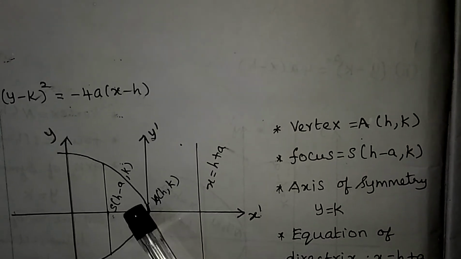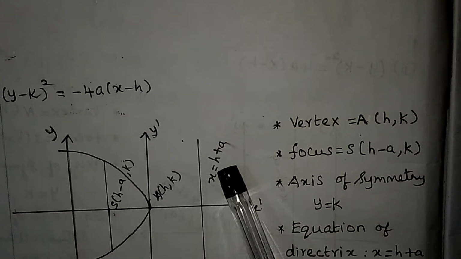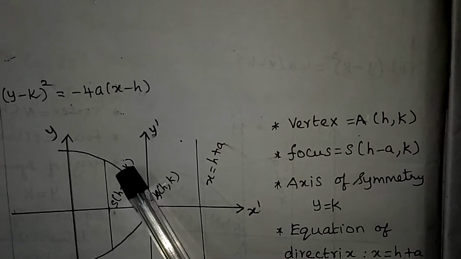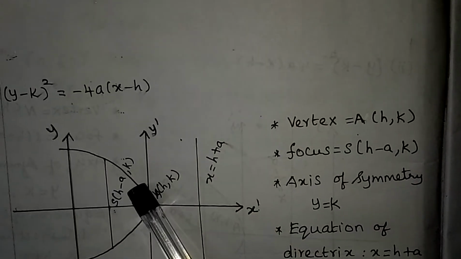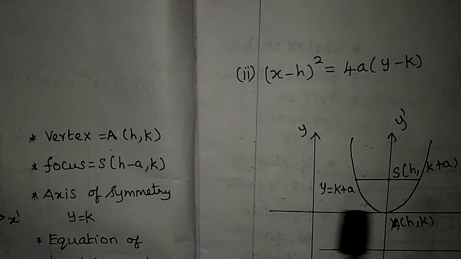So here, if we have h minus a, here it will be h plus a. The vertex will be the same, only this a part you have to change. If it becomes minus a, here it will be plus a. If it is plus a, here it will be minus a. Okay, so everything is here.